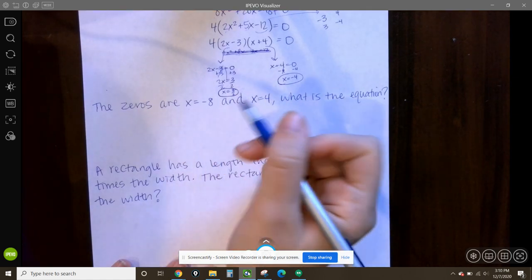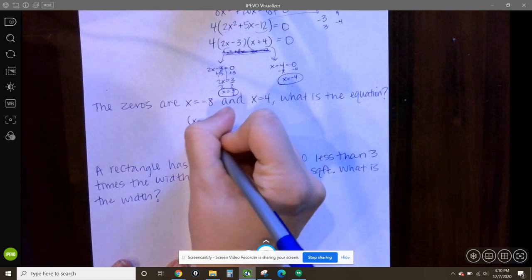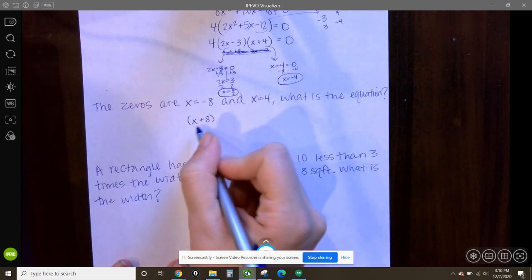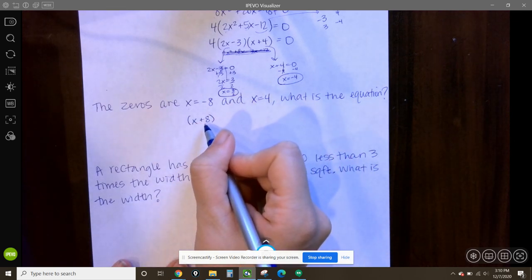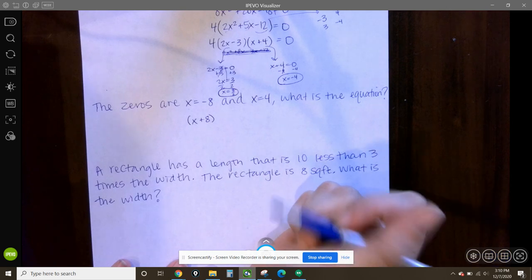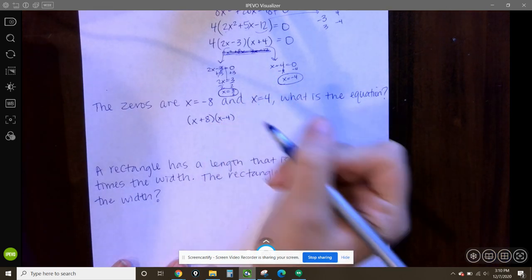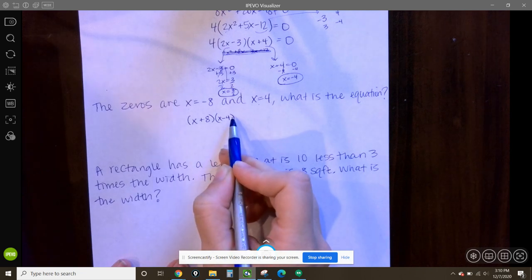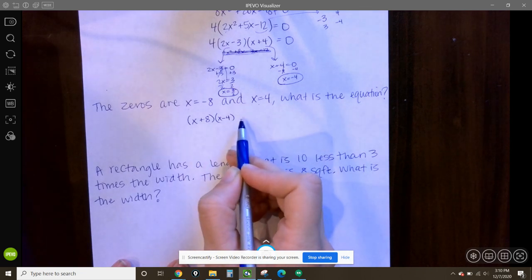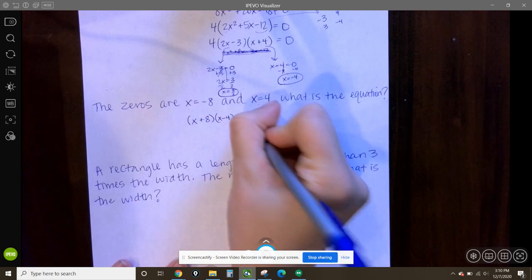So to get x equals -8, I could have started with x plus 8, because when I set that equal to 0 and solve it, I would subtract 8 from both sides. To get x equals 4, I would have needed to start with x minus 4, because then when this is equal to 0, I would add 4 to both sides. So the original equation should look something like that.